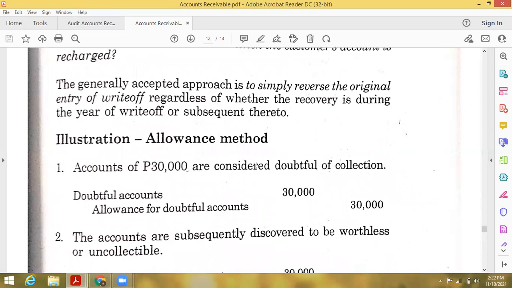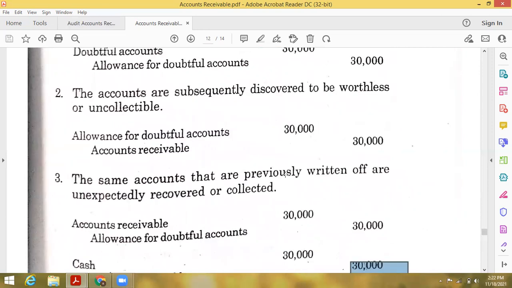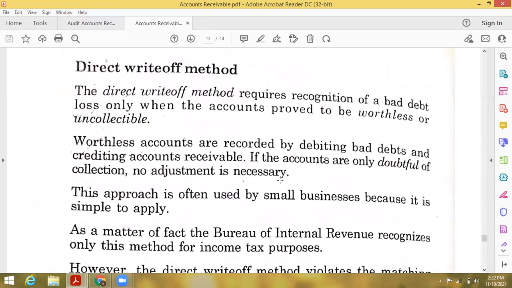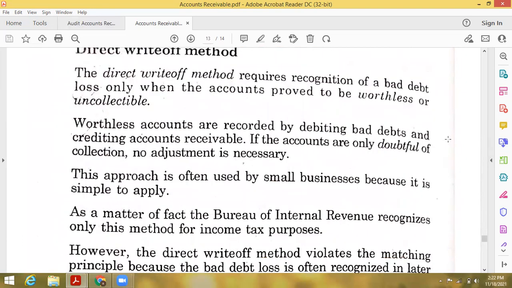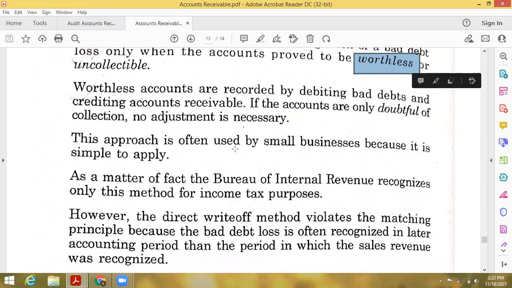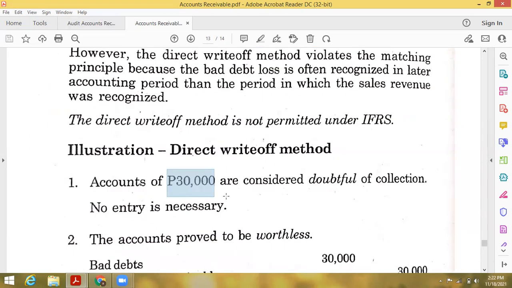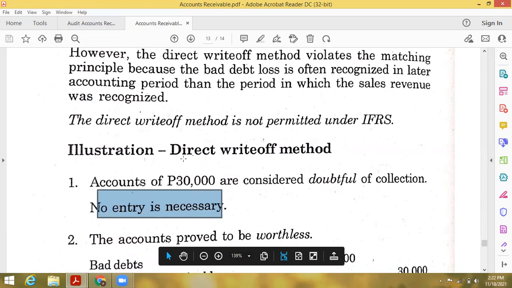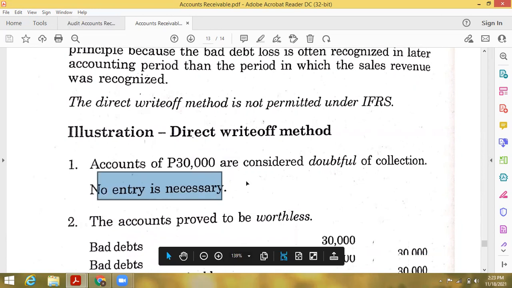Under the direct write-off, pag direct write-off, ibawas na natin agad. So, dito sabi niya, direct write-off method requires a combination of bad debt loss only when the account proved to be worthless. So, wala tayong isi-set up na allowance dito. Pag worthless, dun, tanggalin na natin siya. So, here, sabi niya, pag nagkaroon tayo ng doubt na makukollect yung 30,000, walang entry kasi nga direct write-off. I-entryhan lang natin siya pag talagang worthless na ito.